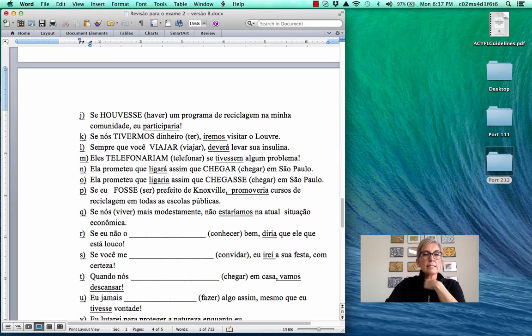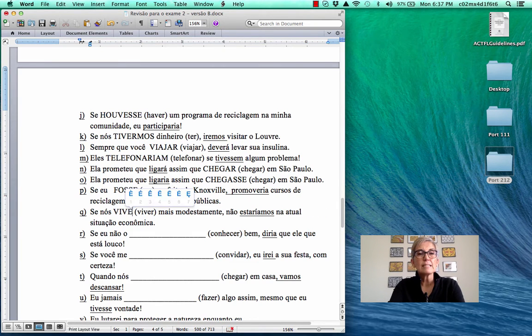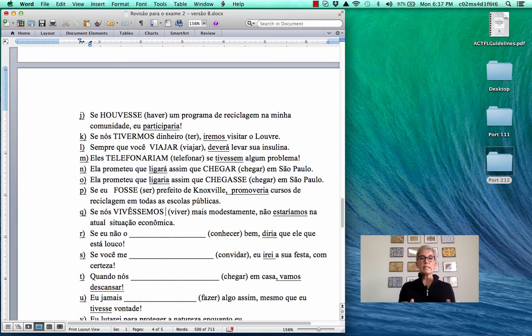Se nós, and then you have estaríamos, conditional. So here it has to be the imperfect subjunctive. Se nós vivêssemos mais modestamente, if we lived more modestly, we wouldn't be in the present economic situation.